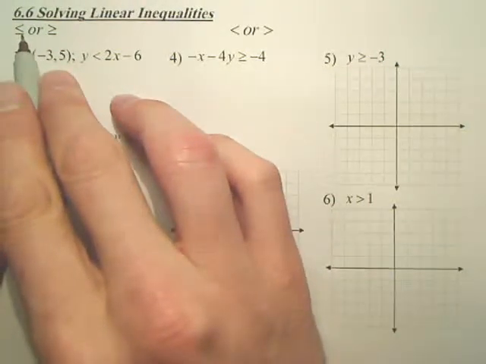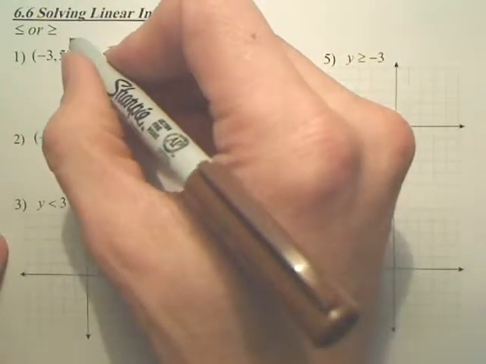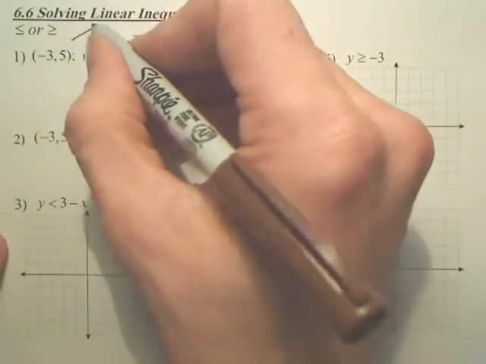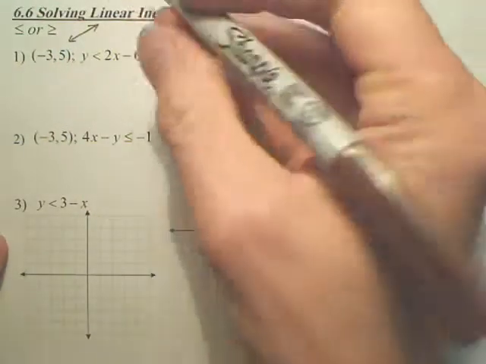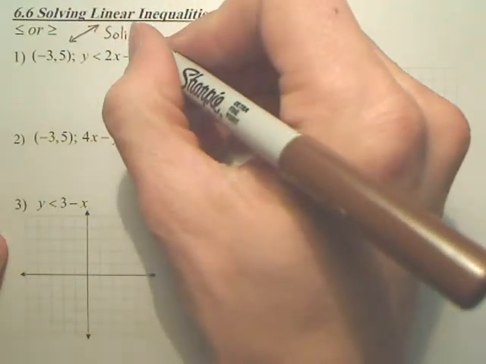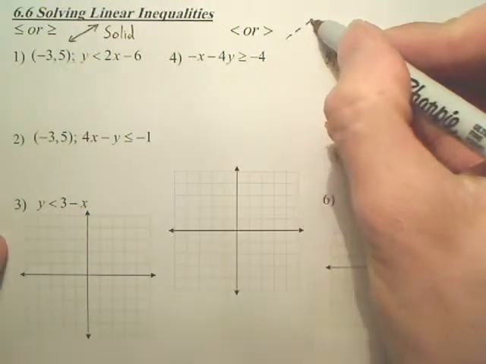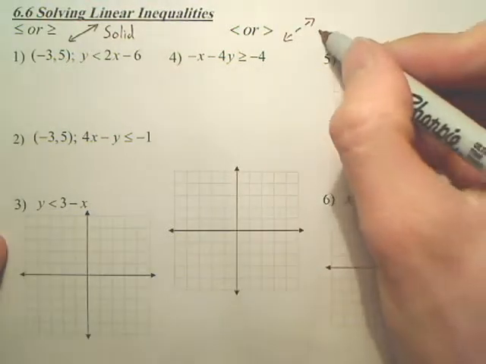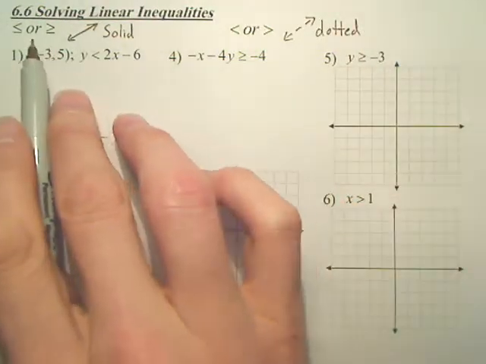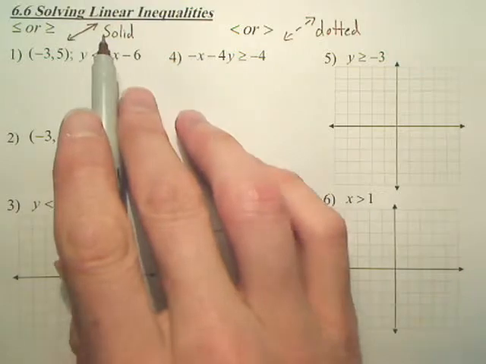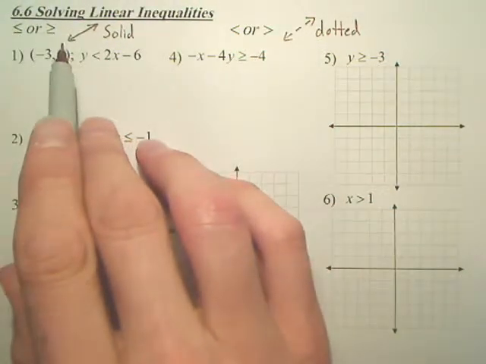If you get a less than or equal to or greater than or equal to when you graph, it's going to be a solid line, and you're going to shade one side or the other. If you get a less than or a greater than sign, it's going to be a dotted line. So one thing you need to worry about when you graph is whether it's solid or dotted. It depends on if it has a line underneath, then it's solid.